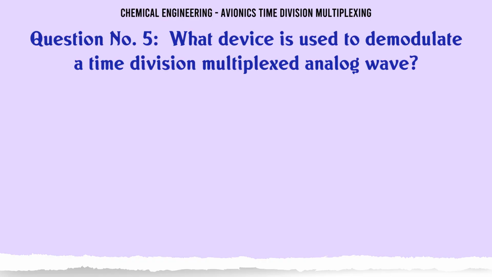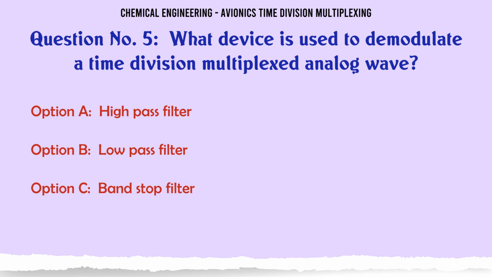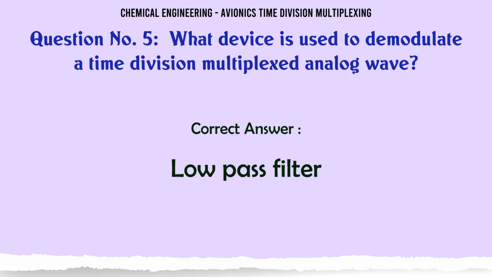What device is used to demodulate a time division multiplexed analog wave? A. High pass filter, B. Low pass filter, C. Band stop filter, D. Attenuator. The correct answer is low pass filter.